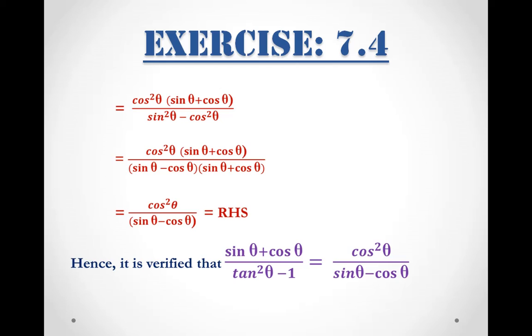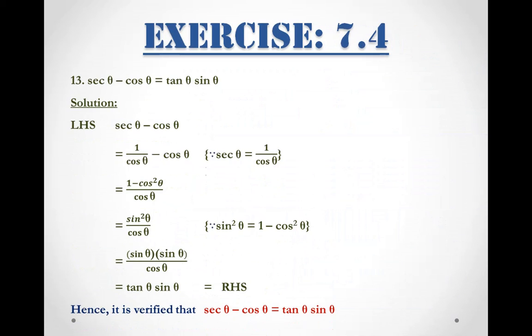Hope you all understand. In the exercise 7.4, next we have question number 13. The statement says secant theta minus cos theta is equal to tan theta into sin theta. Starting our solution, the left hand side is equal to secant theta minus cos theta.